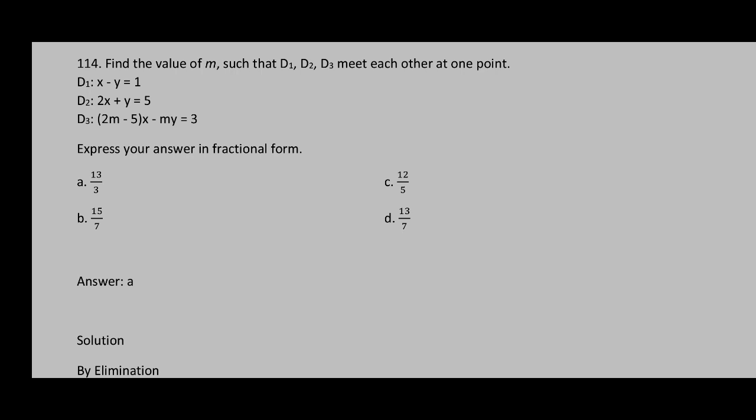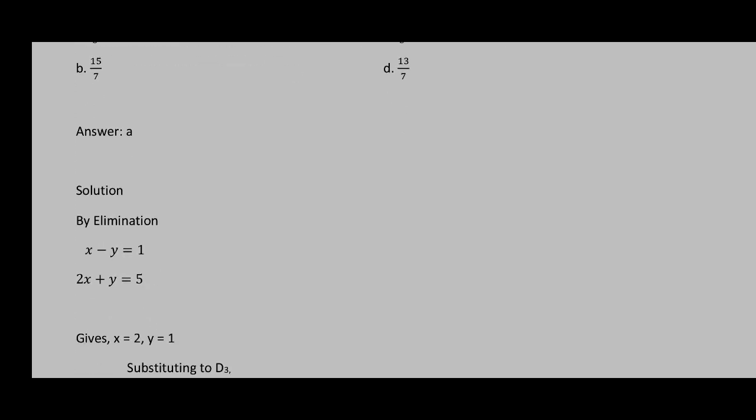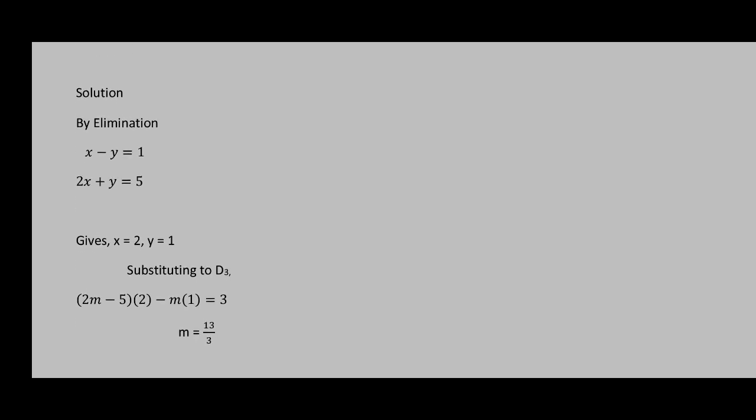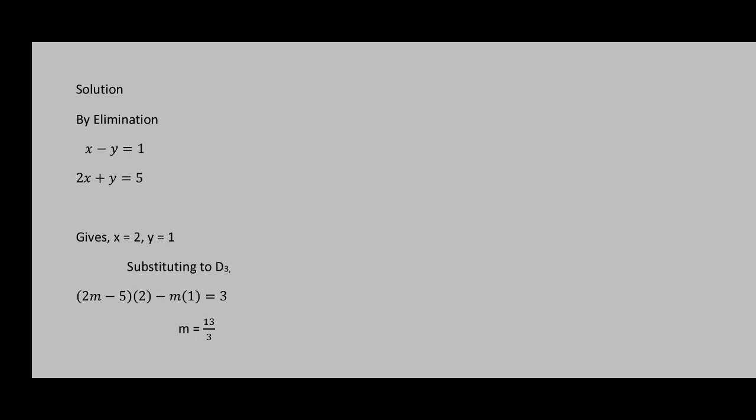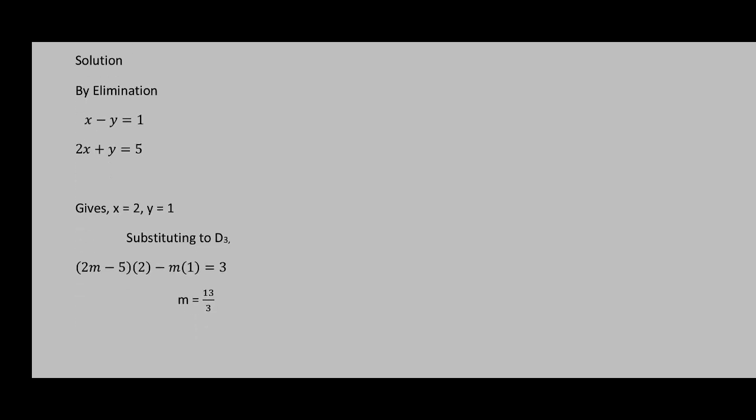Express your answer in fractional form. Sagot diyan ay letter A, 13 over 3. And how do we come up with the solution? By elimination. So, x minus y is equals to 1, 2x plus y is equals to 5. Makukuha mo diyan, pag nag-elimination ka, yung x is equals to 2 and y is equals to 1.